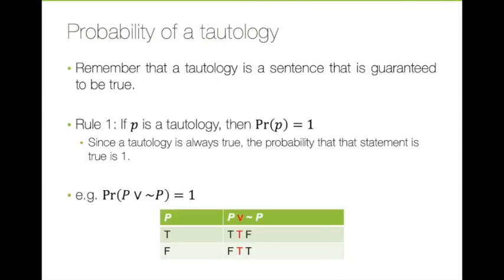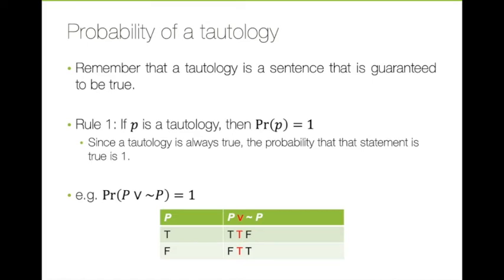Our first rule tells us the probability of any tautology. Doesn't matter how complex it is or how many logical connectives it has. If the sentence is a tautology, it will obey this rule. So remember that tautologies are sentences that are guaranteed to be true. The first rule of our probability calculus is that if a sentence is a tautology, its probability is 1.